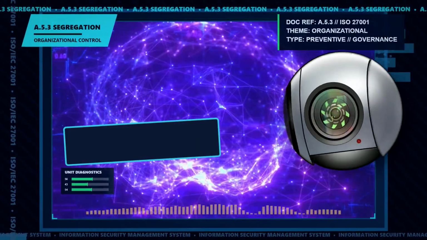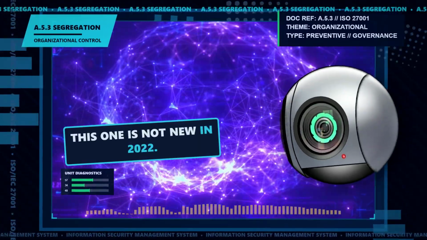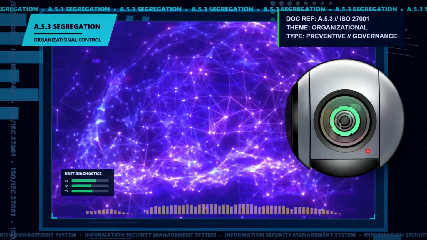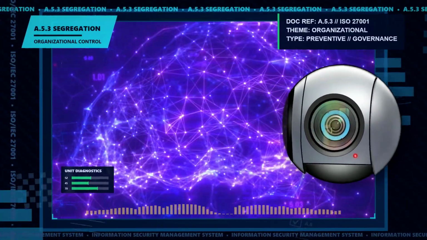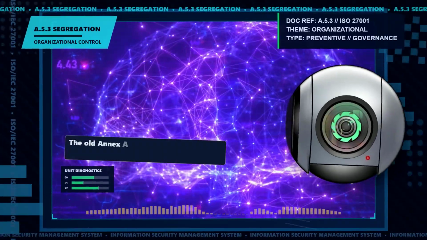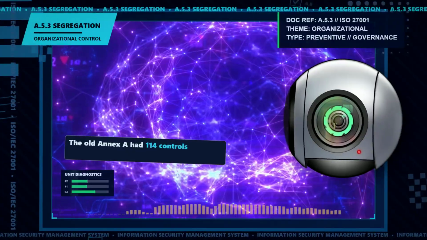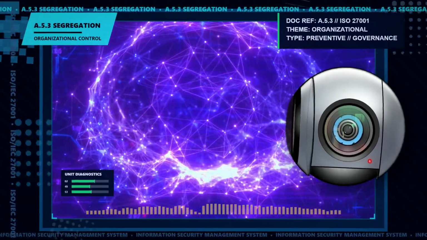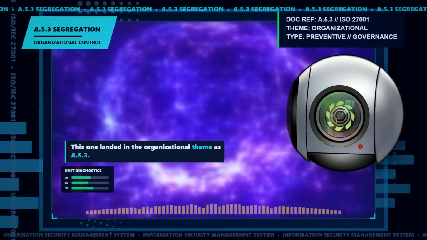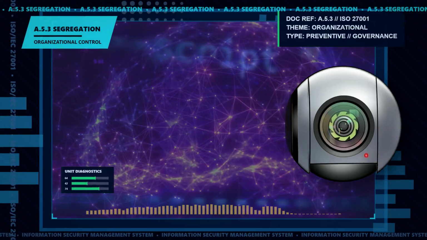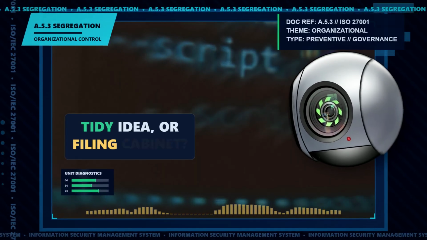No, before you ask, this one is not new in 2022. Segregation of duties has been in the standard for years. What changed in the 2022 revision is the housekeeping. The old Annex A had 114 controls across 14 sections, the new one has 93 controls across 4 themes, and this one landed in the organizational theme as Annex A Control 5.3. Same idea, tidier filing cabinet.